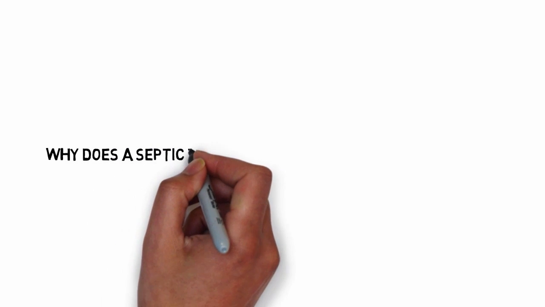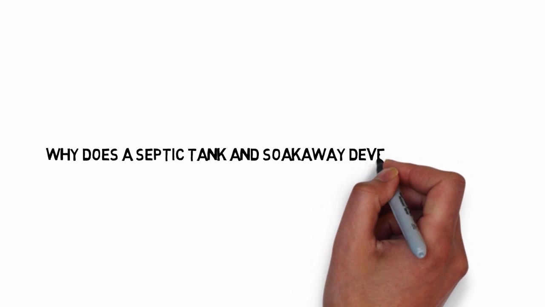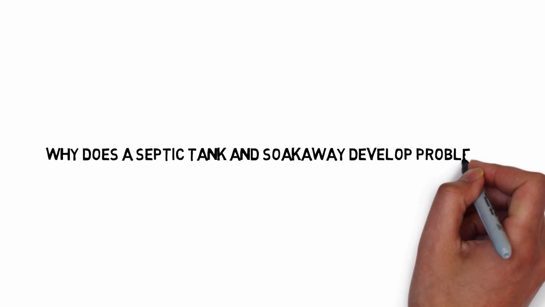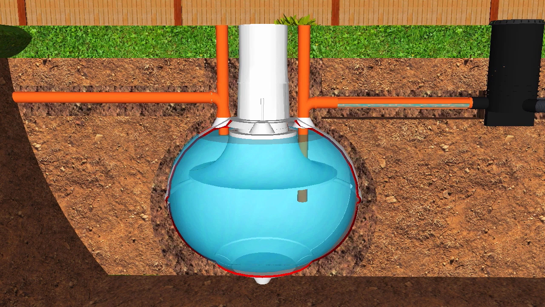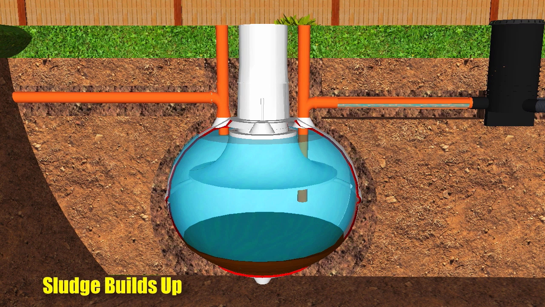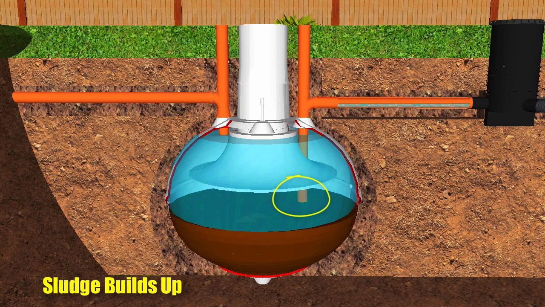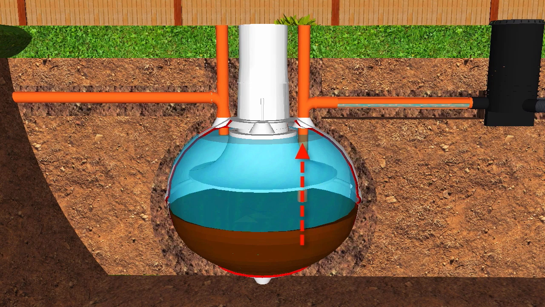So now we're going to look at why a septic tank and soakaway develop problems. The main problem is sludge. Sludge builds up at the bottom of the tank and over time it slowly rises, making its way up the septic tank. In time, this sludge starts to make its way up the outlet pipe.